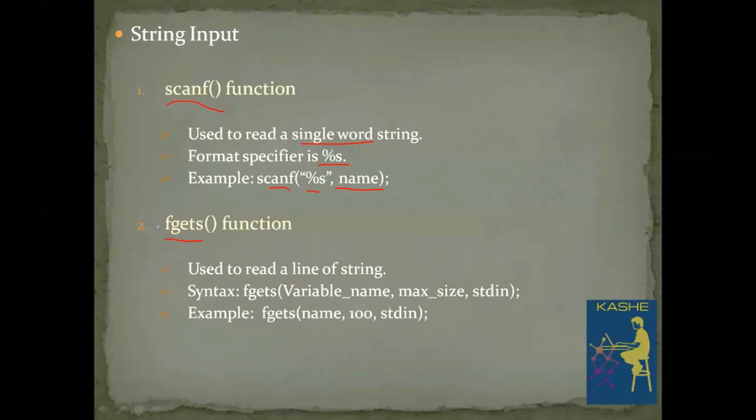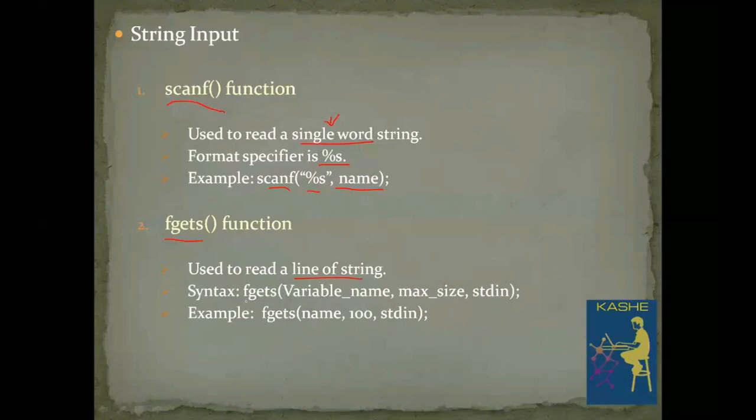The next one is fgets. So what is the drawback with scanf? With scanf, we can read only one word as a string. But if you want to read multiple words as a string, then we have to go with the fgets function. By using the fgets function, we can read a line of string. Until you press the enter key, you can read any number of words.